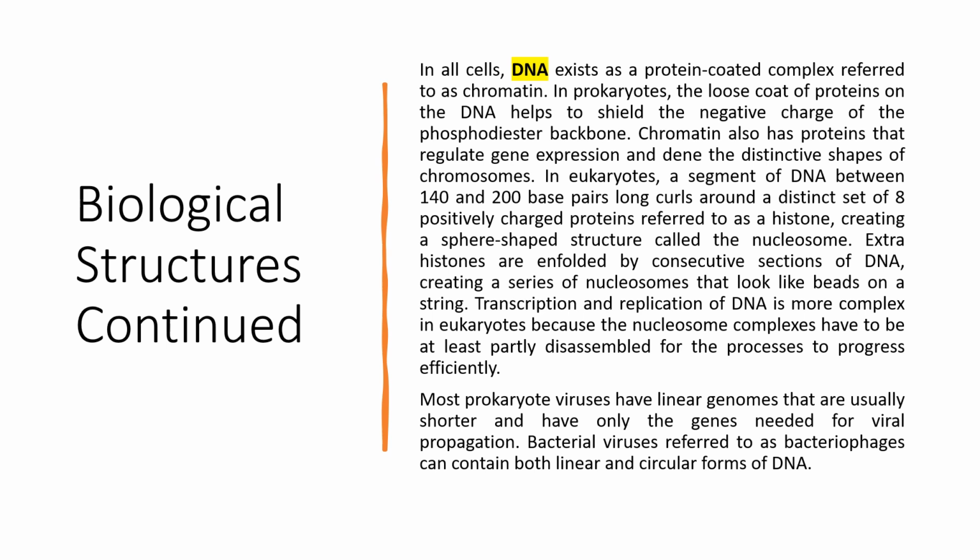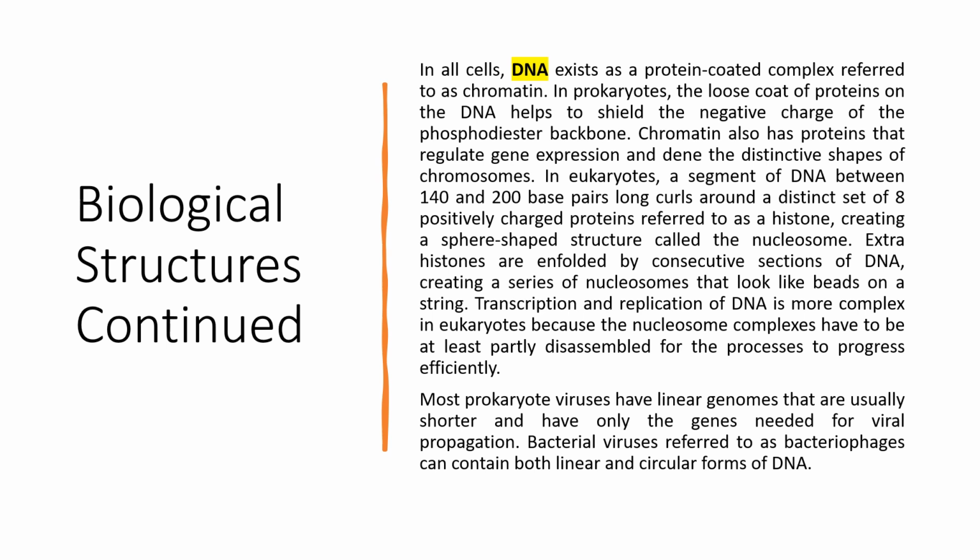Chromatin also has proteins that regulate gene expression and the distinctive shapes of chromosomes. In eukaryotes, a segment of DNA between 140 and 200 base pairs curls around a distinct set of 8 positively charged proteins, referred to as histones, creating a sphere-shaped structure called the nucleosome. Extra histones are enfolded by consecutive sections of DNA, creating a series of nucleosomes that look like beads on a string.